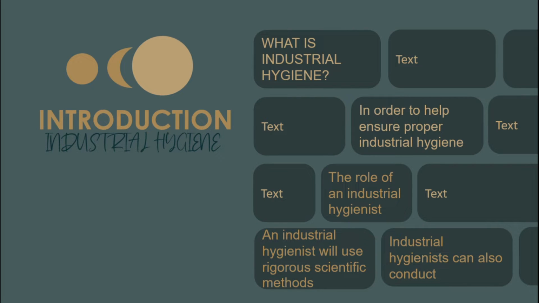Firstly, let us take a look at the table of contents. In this presentation, we will explain about the meaning of industrial hygiene, the right way to help ensure proper industrial hygiene, the role of industrial hygienists, rigorous scientific methods that industrial hygienists use, and procedures that industrial hygienists can also conduct.